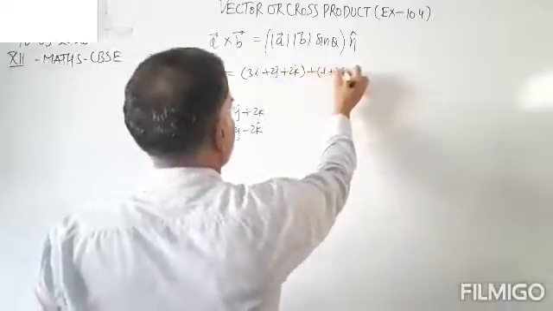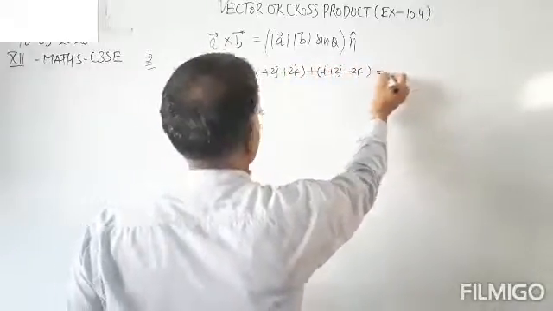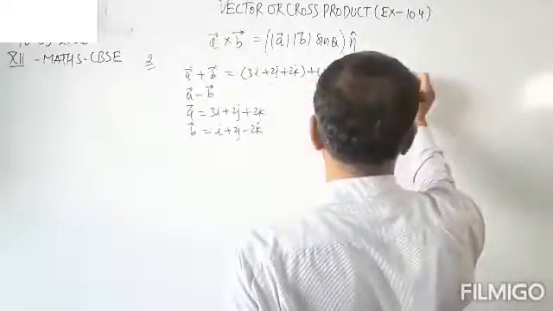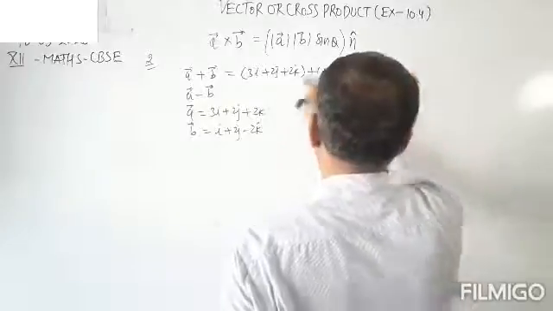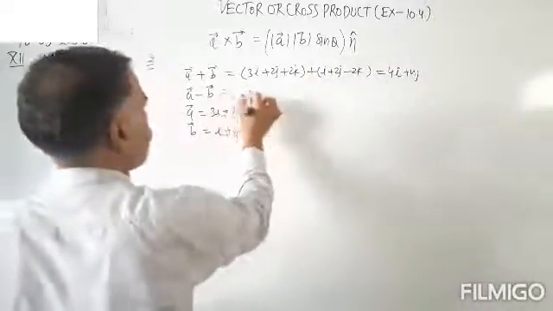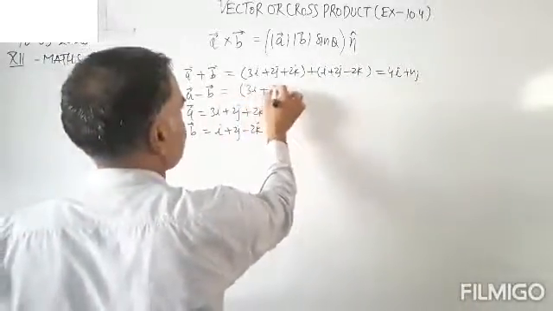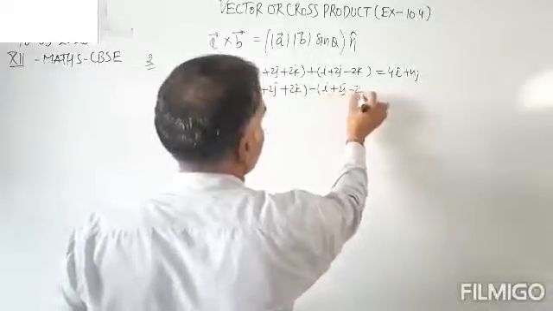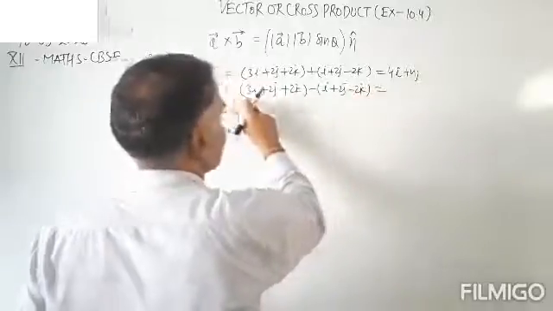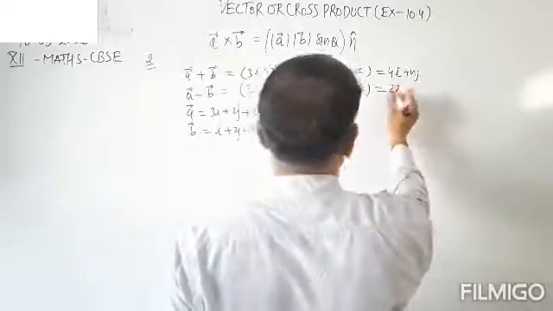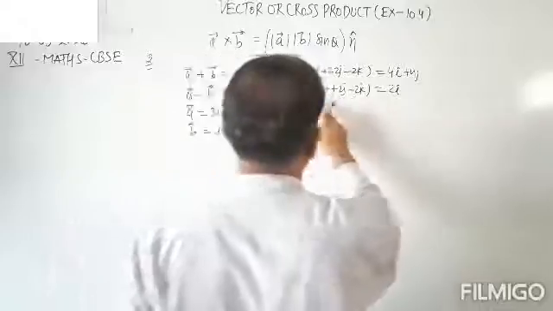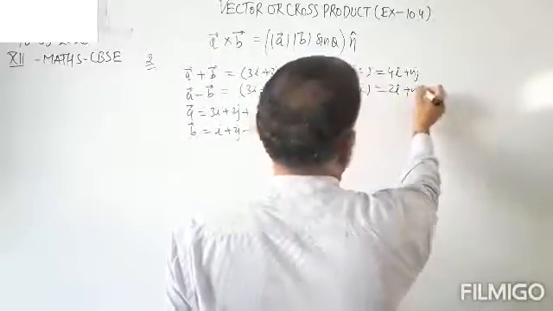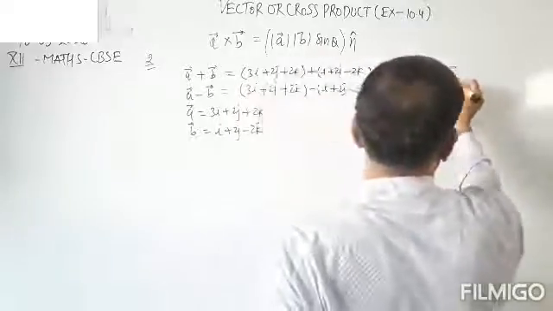So a vector plus b vector equals 3i cap plus 2j cap plus 2k cap plus i cap plus 2j cap minus 2k cap, which is 3 plus 1, 4i cap, 2j plus 2j, 4j cap, and k is 0. A vector minus b vector is 3i cap plus 2j cap plus 2k cap minus i cap plus 2j cap minus 2k cap, which equals 3i minus i, 2i cap, 2j minus 2j, 0j cap, and 2k plus 2k, 4k cap. So this is c vector and this is d vector.